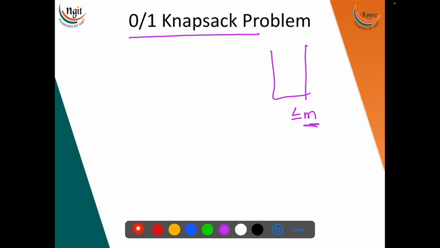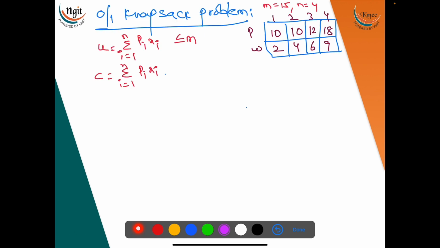Now let's see an example. I'll give an example for this problem. There are 4 objects that I am considering. The capacity m is equal to 15. I have 4 objects to place inside the bag. The profits of each object are 10, 10, 12, 18 and the weights of each item are 2, 4, 6, 9. Now one more important thing: if we are taking any object, then we must take the complete object or not take it at all. That means no fractional part of an object can be placed inside the bag.